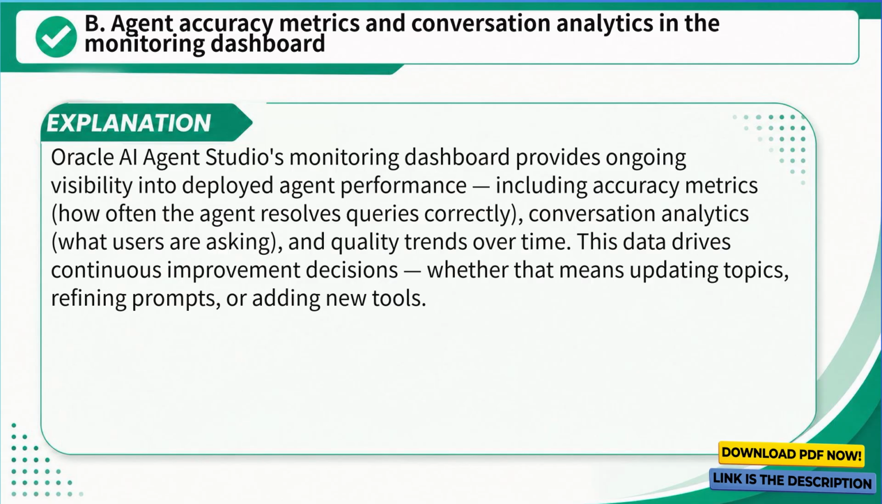Correct answer. B. Agent accuracy metrics and conversation analytics in the monitoring dashboard. Explanation. Oracle AI Agent Studio's monitoring dashboard provides ongoing visibility into deployed agent performance, including accuracy metrics, how often the agent resolves queries correctly, conversation analytics, what users are asking, and quality trends over time. This data drives continuous improvement decisions, whether that means updating topics, refining prompts, or adding new tools.